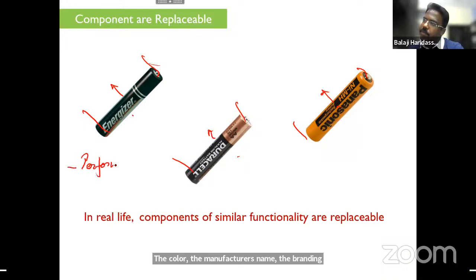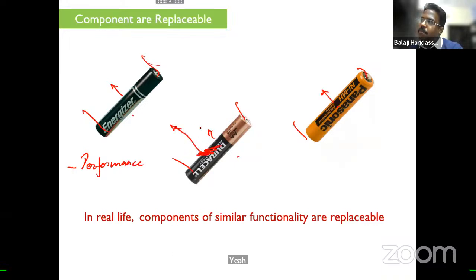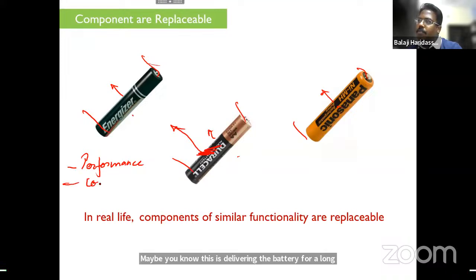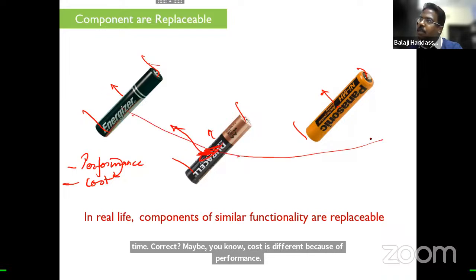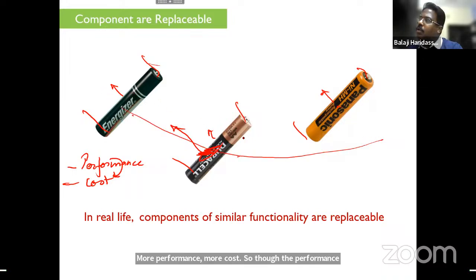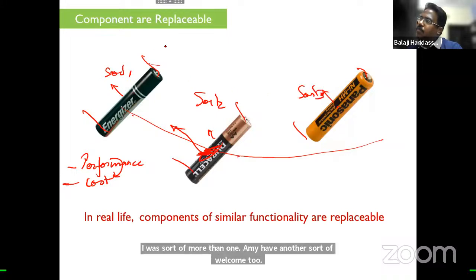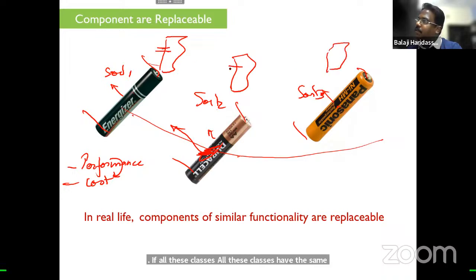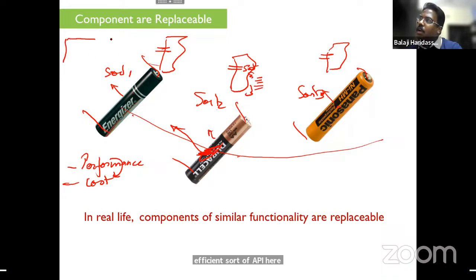But say the performance. Yeah, I can say performance. Maybe this one delivers power for a long time. Correct. Maybe the cost is different because of performance. More performance, more cost. So though the performance is different, all deliver the same functionality. So how can you imagine this as a software component? I may have sort algorithm 1, another sort algorithm 2, sort algorithm 3. If all these classes have the same interface to call the sort API, I can write a very efficient sort API here.